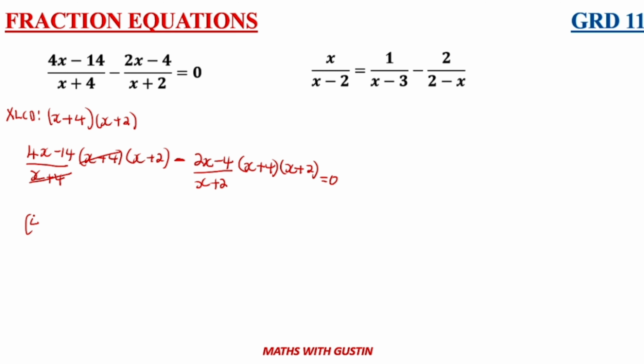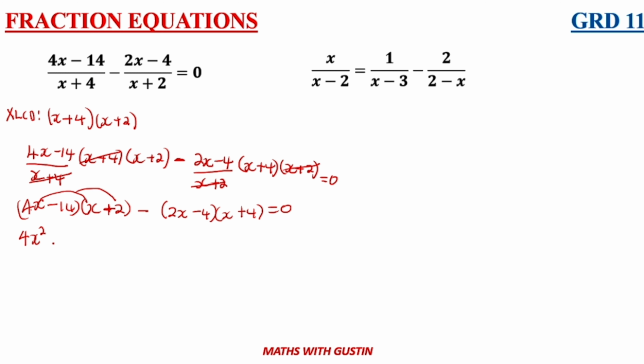Therefore, in this case, you are going to be left with 4x minus 14 in brackets x plus 2. And then in this case, you got a negative there, and then x plus 2 and x plus 2 would cancel out. Therefore, we are left with 2x minus 4 times x plus 4, all equal to 0. All right, so therefore we need to multiply throughout here. We're going to have 4x squared and then 4x times 2. Guys, this is a binomial. We're just removing the bracket here.